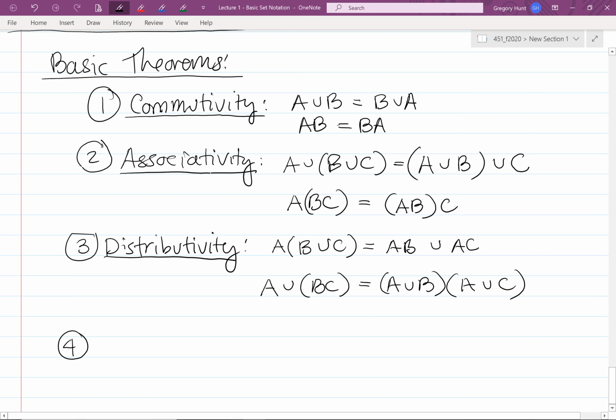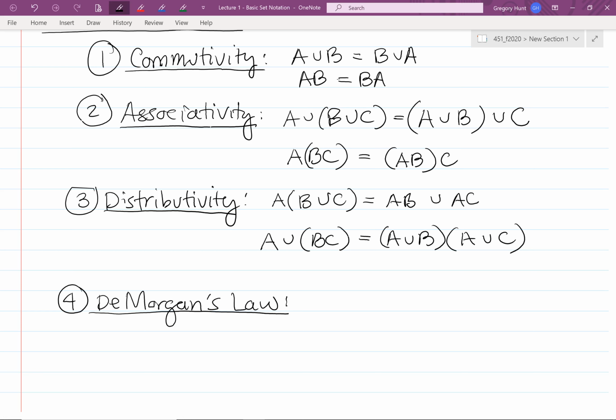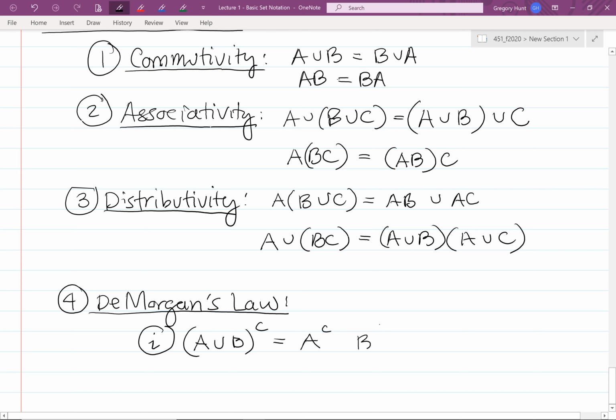The fourth is basically a logical law called De Morgan's law. Invented by a guy named De Morgan, who made some basic contributions to probability. And De Morgan's law basically has two parts. Part one is how I can distribute complements over unions. So if I have A union B, and I want to take the complement of that, you'd like to be able to say this is A complement union B complement. But actually I have to switch the union for an intersection. So A union B complement is A complement intersection B complement.